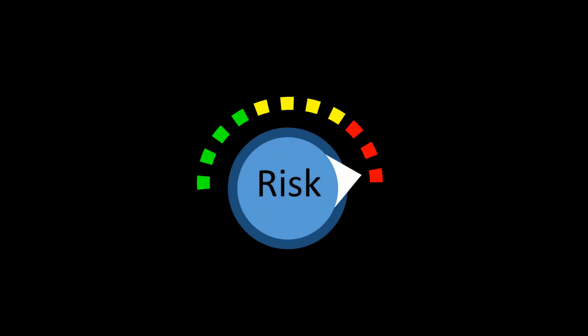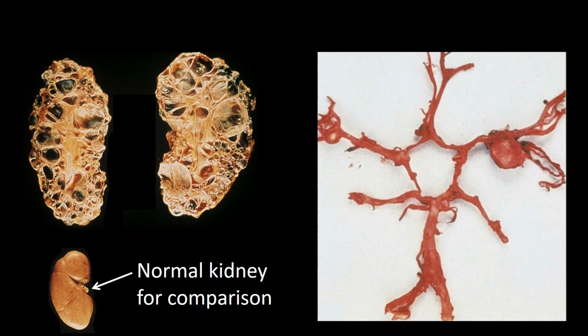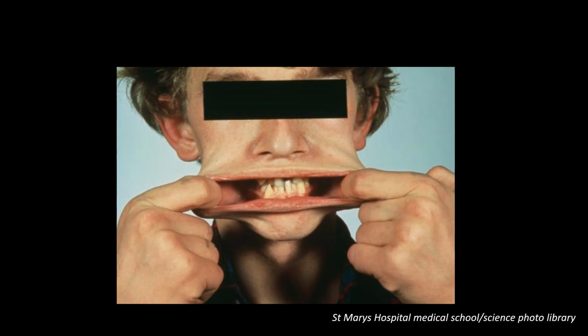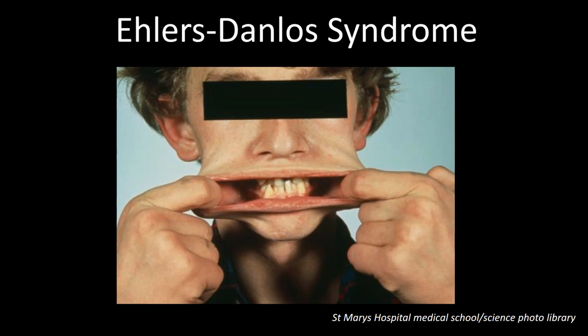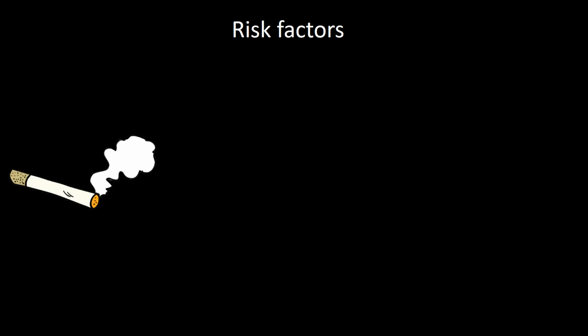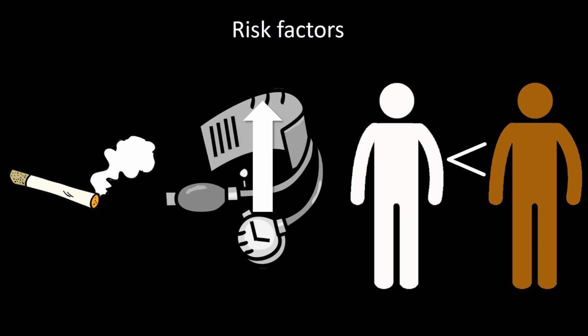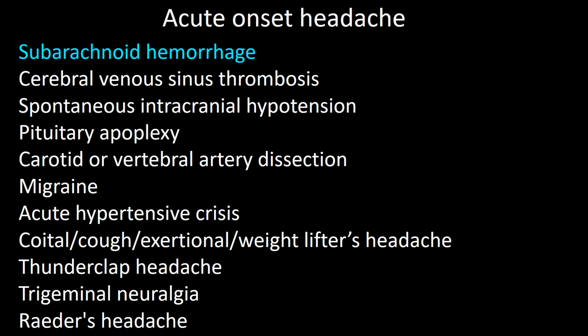Risk factors for aneurysm and subsequent subarachnoid bleed are, as I hope you can guess by looking at this frame, autosomal dominant polycystic kidney disease, and also, as I hope you can conclude by looking at this frame, Ehlers-Danlos syndrome. Other risk factors include smoking, high blood pressure, non-white people, and old age. So we covered subarachnoid hemorrhage from this list, and we will now talk about cerebral venous sinus thrombosis.